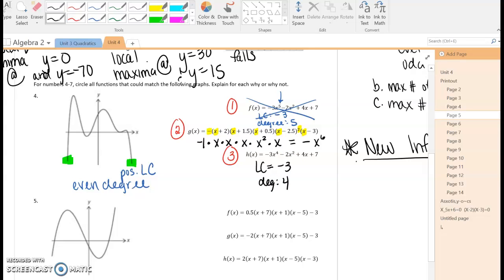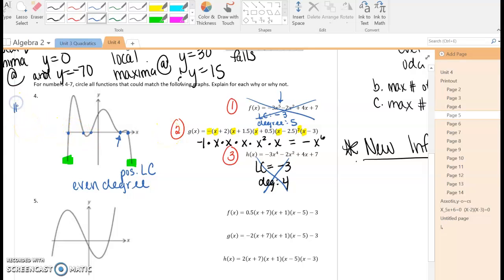Now I'm going to go a little bit further with this and talk about the number of real zeros. Remember, my degree matches the maximum number of real zeros that I can have. So if I look at this graph, I've got 1, 2, 3, 4, we'll talk about that in a second, and 5, at least 5 real zeros. At least 5. So this is a degree of only 4, so it cannot be number 3 because I need at least 5 solutions. So number 2 is the only one that could match number 4.